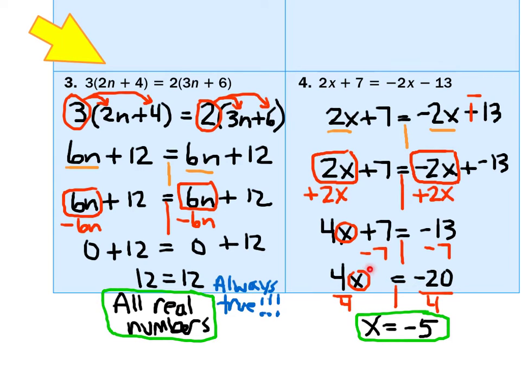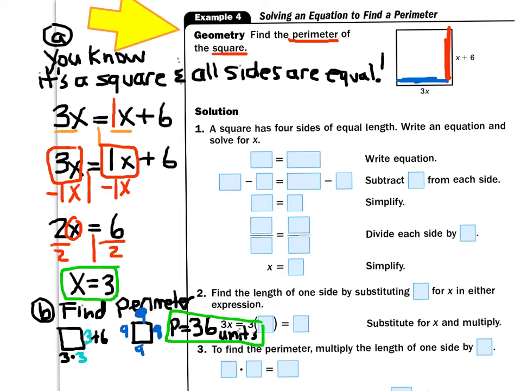So now you circle the variable, bring down the wall. The only way to get rid of that 4 in front of the x is to divide both sides by 4. So 4 divided by 4 produces that invisible 1 in front of the x. Let the x come down, let the equal sign come down, and negative 20 divided by 4 makes negative 5, and you're done.